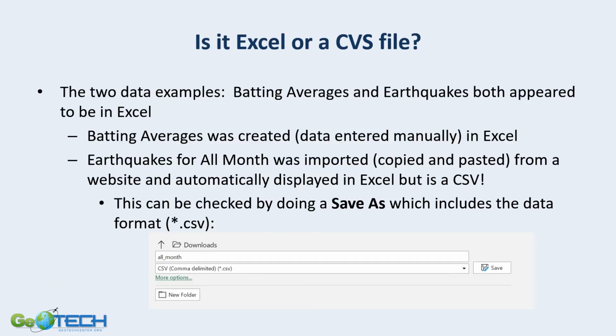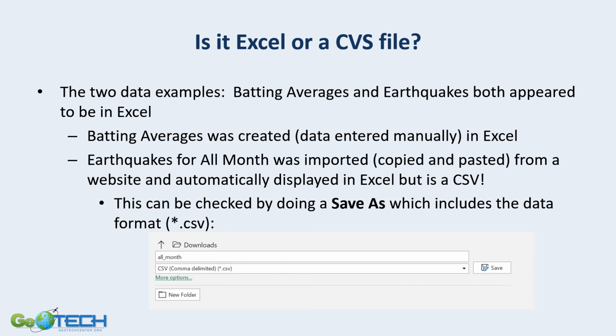Well, is it a CSV file or an Excel file? And it's really kind of hard to tell. So on the two examples, the batting averages and the earthquakes both appeared to be Excel. But actually the batting averages was an Excel spreadsheet that I created manually. Earthquakes was one that was downloaded, copied, and pasted from the website. So one was an Excel, one was a CSV file, but I really couldn't tell. But you can actually go in and do a Save As, and it will tell you what it is.